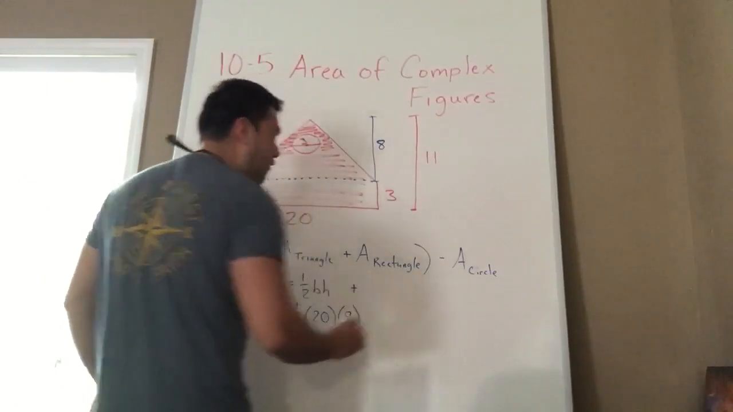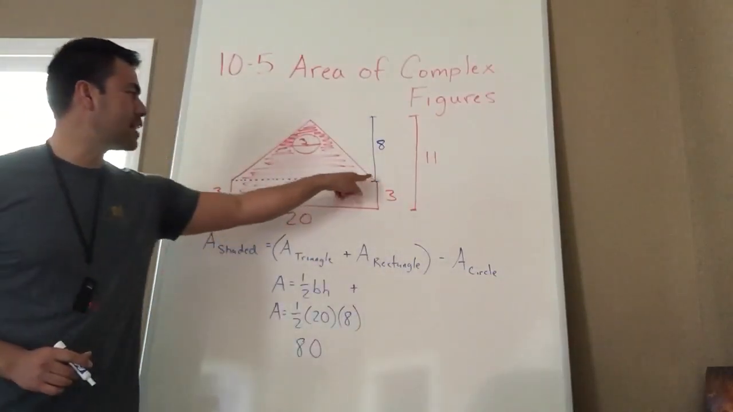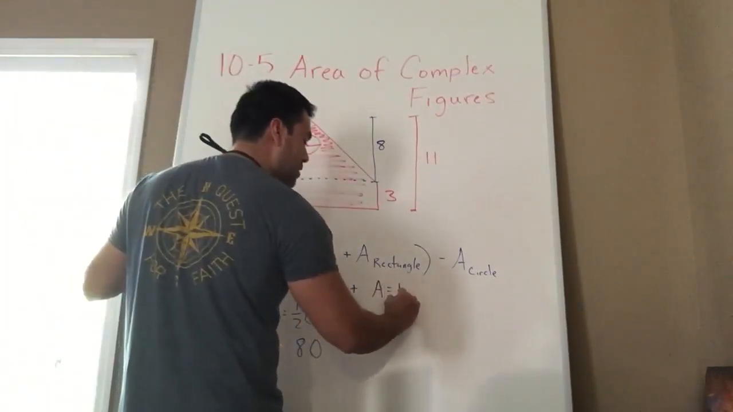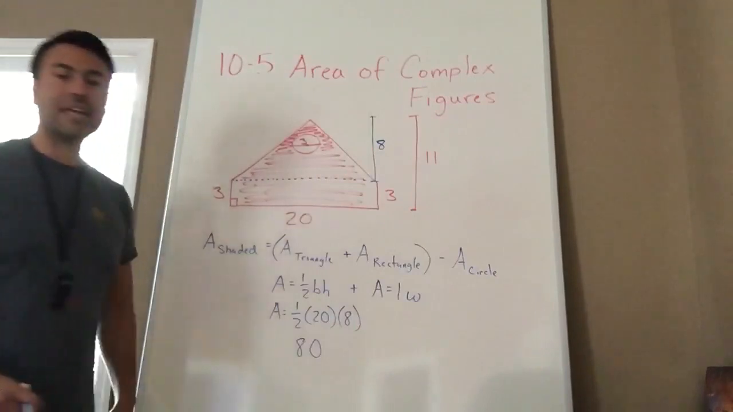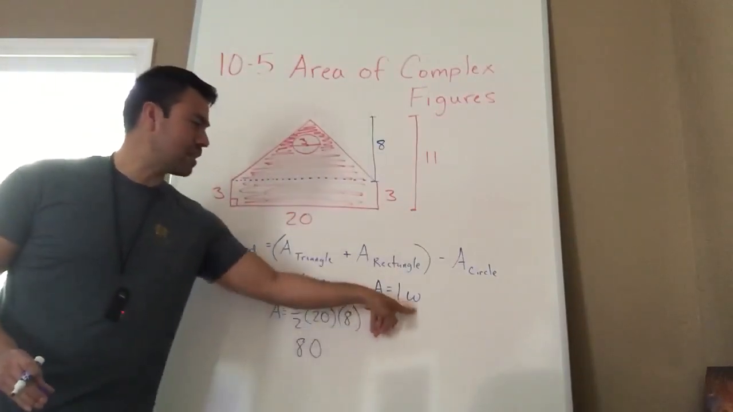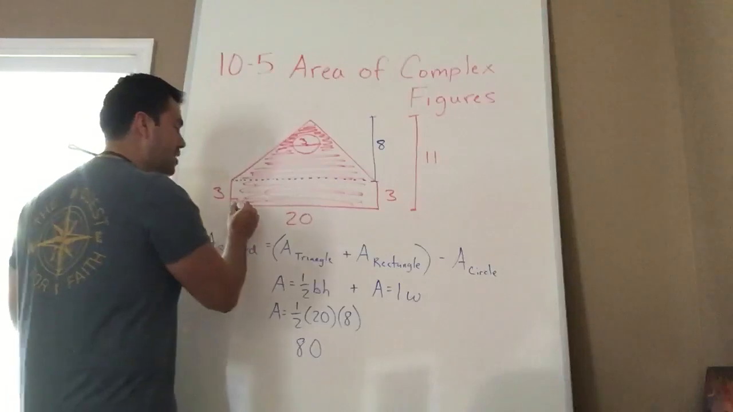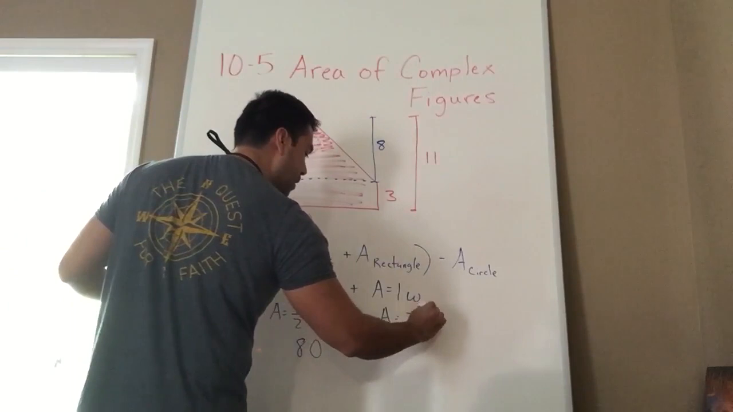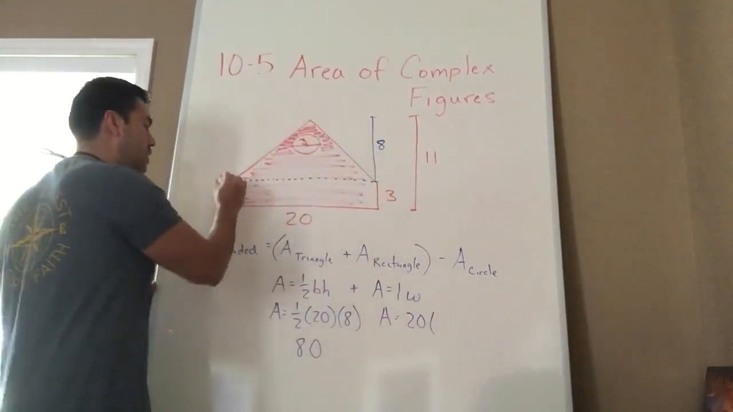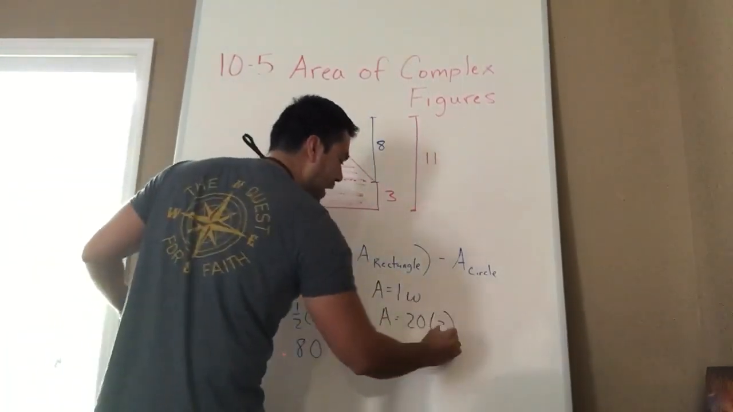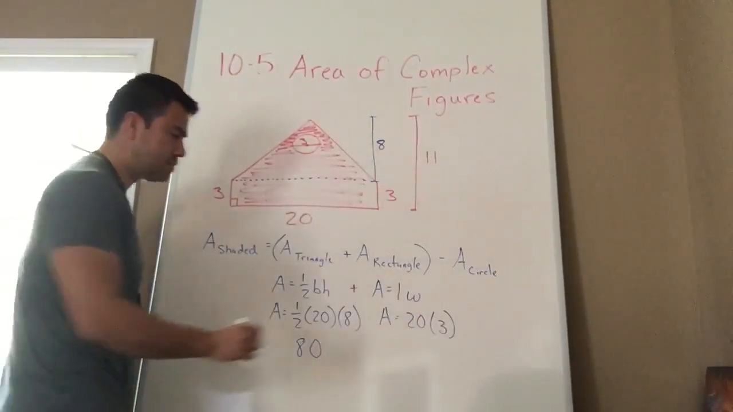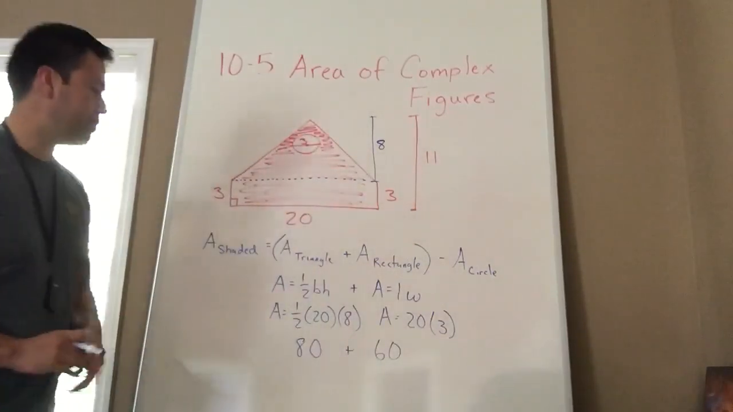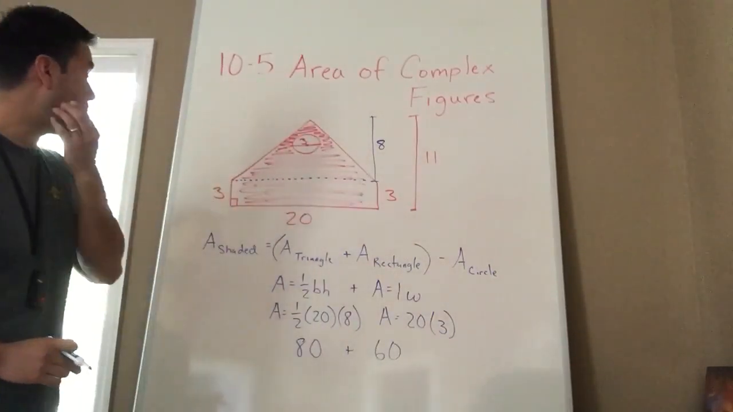Okay, how do I find the area of a rectangle? So this bottom rectangle right here. Remember, the formula for the area of a rectangle is length times width. Or technically it's just base times height, which is the same thing. All right, what's the length of the rectangle? The length of the rectangle is 20. What's the width of the rectangle? It's 3. And I just have to multiply those 2 together and I get 60. So I get 60 for the rectangle right here.